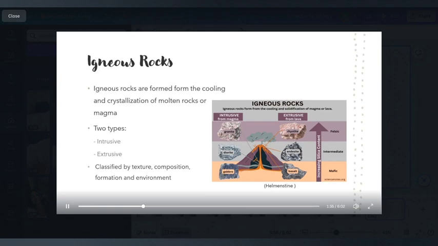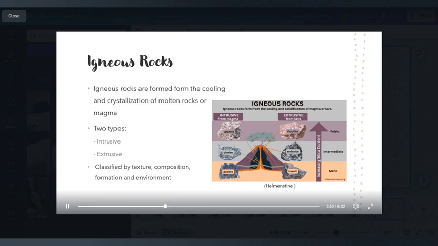As stated in the National Park Service website, quote, "Intrusive igneous rocks solidify within Earth, and extrusive igneous rocks are erupted onto the surface or into the atmosphere," end quote. Intrusive rocks are usually characterized by large crystal sizes that can be seen with the naked eye. As for extrusive rocks, their crystal sizes are much smaller, making them way harder to see.